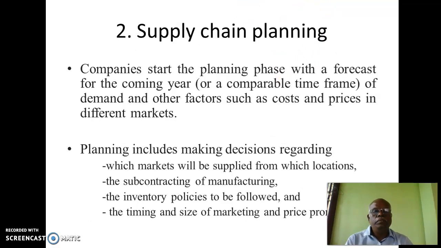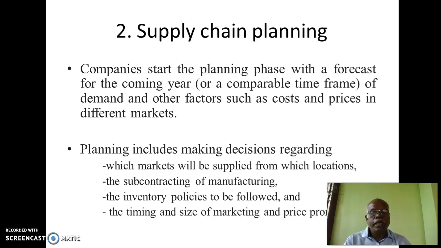So companies start the planning phase with a forecast for the coming year. So you forecast for a particular year or particular month or 6 months based on the demand and other factors such as cost and prices in different markets. So we have to plan accordingly because the demand has to be analyzed and what is the cost and prices in different markets. So planning includes making decisions regarding which market should be supplied from which locations. So you have to identify the locations from which the particular markets are to be supplied.